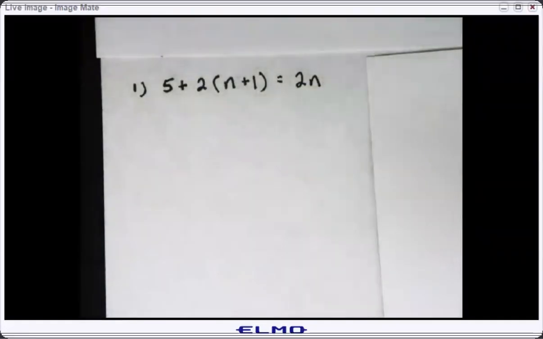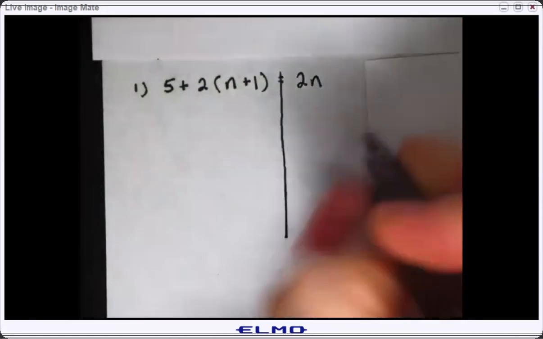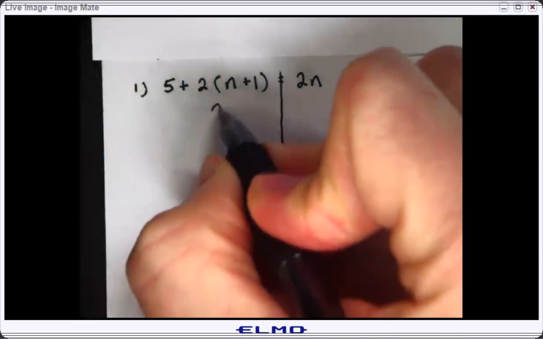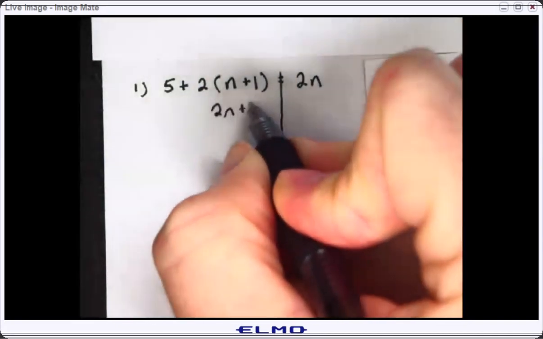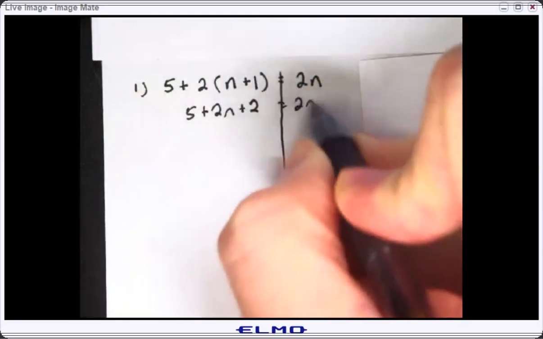In this video, we're going to look at some equations that have unique situations. So let's see what happens when we start solving this equation. Left side needs to be simplified. Distribute the 2, you get 2n plus 2. Bring down the 5. And on the right side, we bring down the 2n.